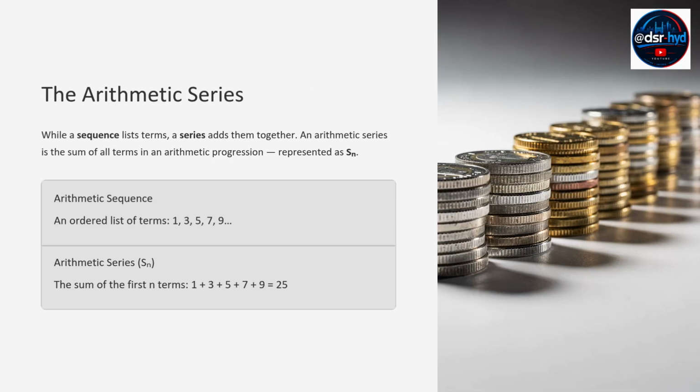Arithmetic series. So far we've discussed a sequence, which is simply a list of numbers. Now let's talk about a series. A series is the sum of those numbers. For example, the sequence is 1, 3, 5, 7, 9. The series is 1 plus 3 plus 5 plus 7 plus 9, which equals 25. The symbol S sub n represents the sum of the first n terms.